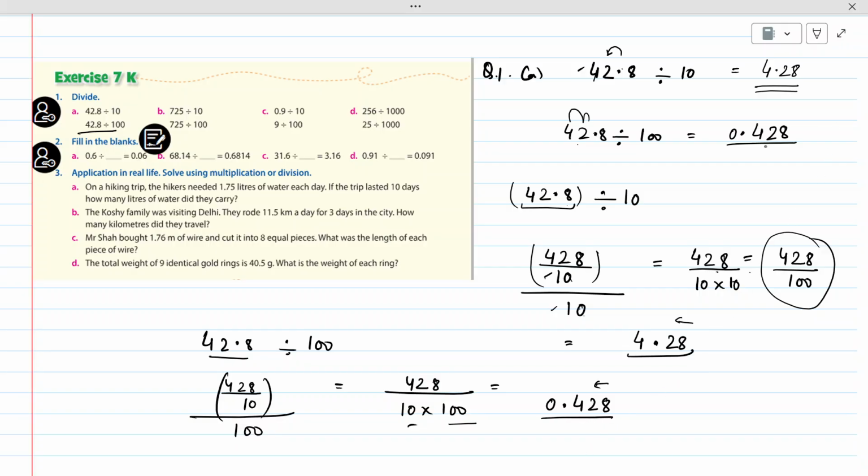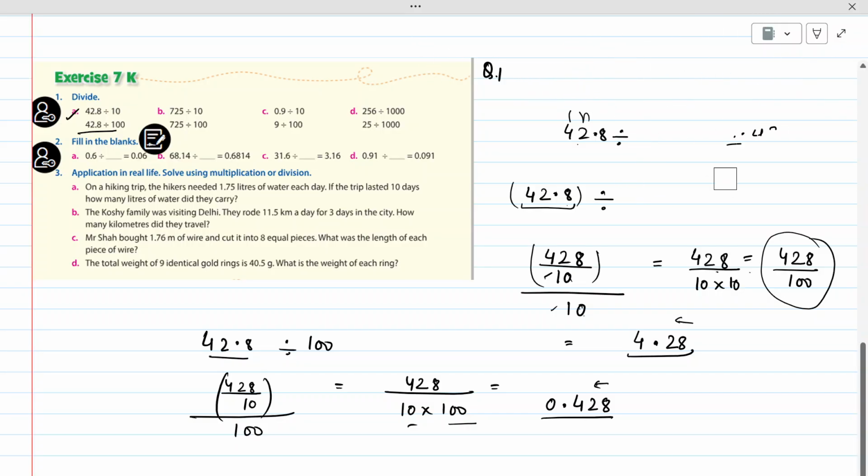So that means whenever we are dividing any decimal number by 10, it will move one place left. With 100, it will move two places left. With 1000, three places left. Based on this, we have all these questions. I have taken first question A. Now let me erase this and take question number C.